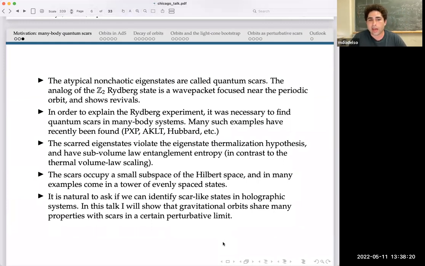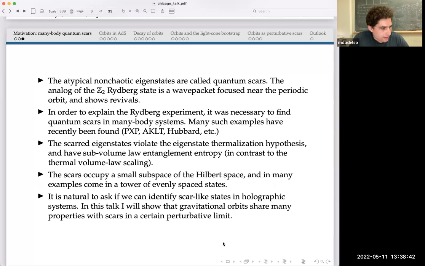Now, in the Rydberg atom experiment, the analog of the Z2 state that's prepared at the beginning is a wave packet in the billiard system that's focused very close to the periodic orbit. This wave packet has a high overlap with the scars, and so it shows the revival.